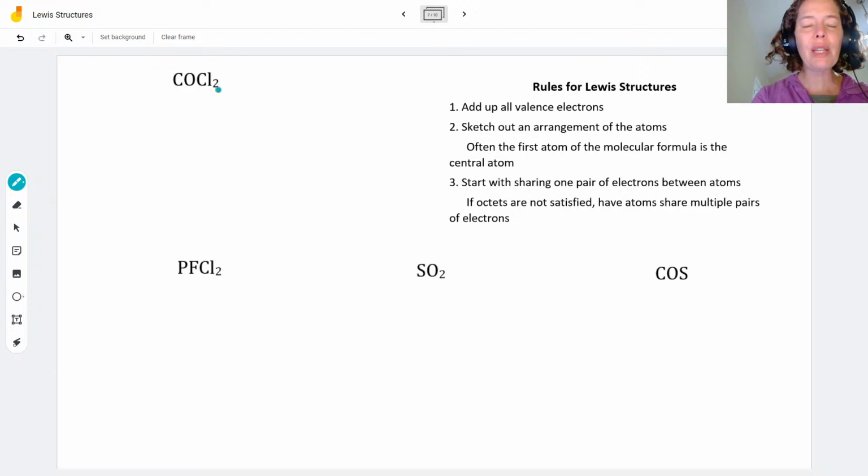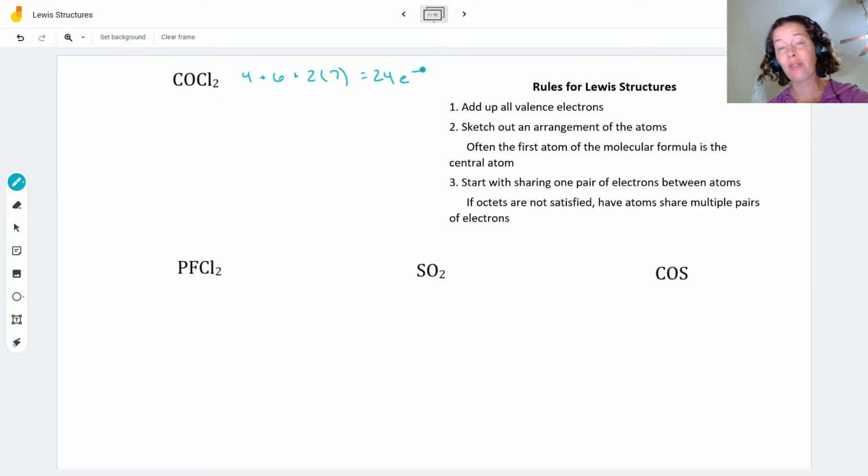Okay, so carbon gives me 4 valence electrons. Oxygen gives me 6. I have 2 chlorine atoms, so I'm going to have 2 times the valence electrons of chlorine, which are 7. Okay, so I have got 14 and 10. I have 24 valence electrons. So I've got a lot of valence electrons.